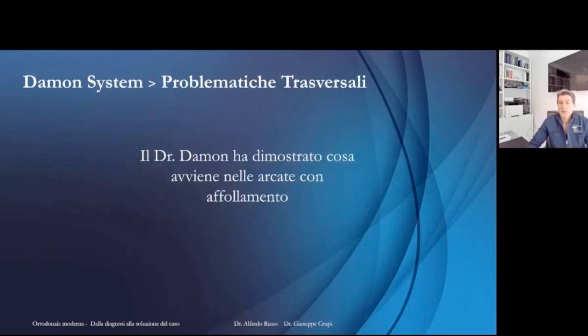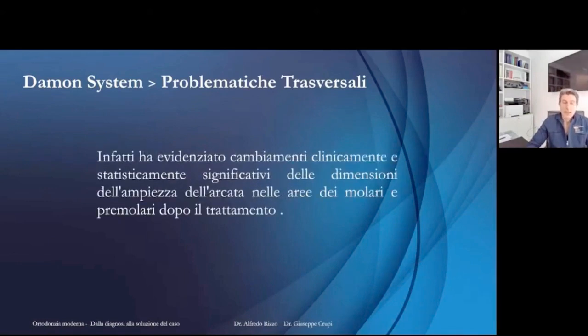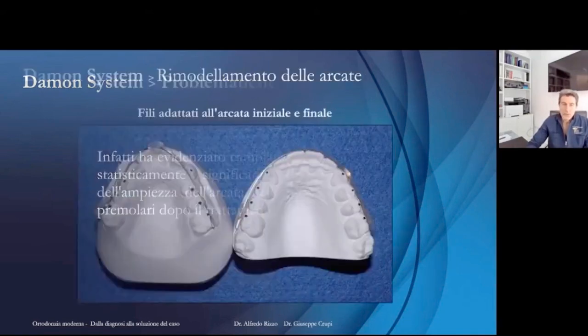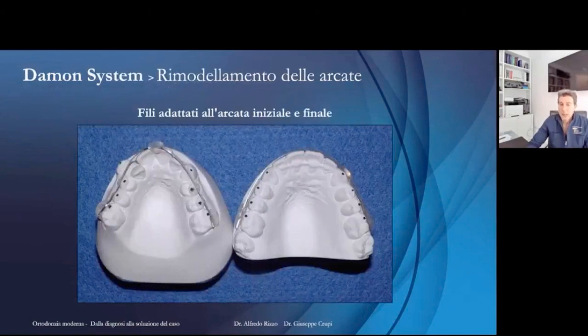Dr. Damon has demonstrated through multiple research what happens in crowding cases. Most importantly, what helps us tackle the crossbite is that in severe crowding cases, systemic work with the arch wires allows us to achieve extremely important changes in the transversal plane. This happens primarily in the area of premolars and molars.